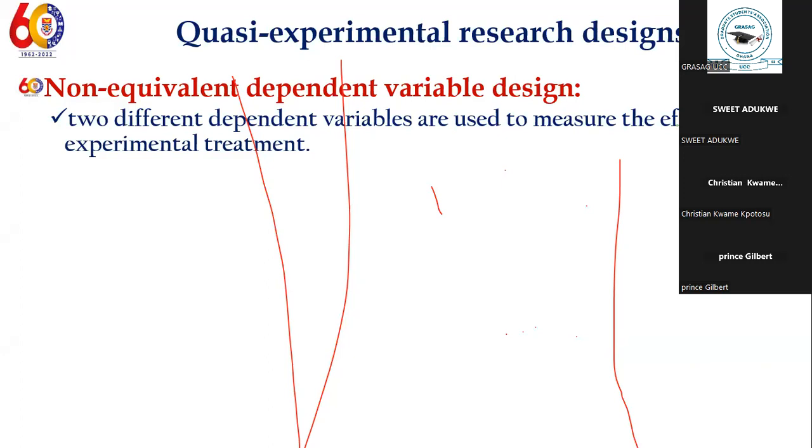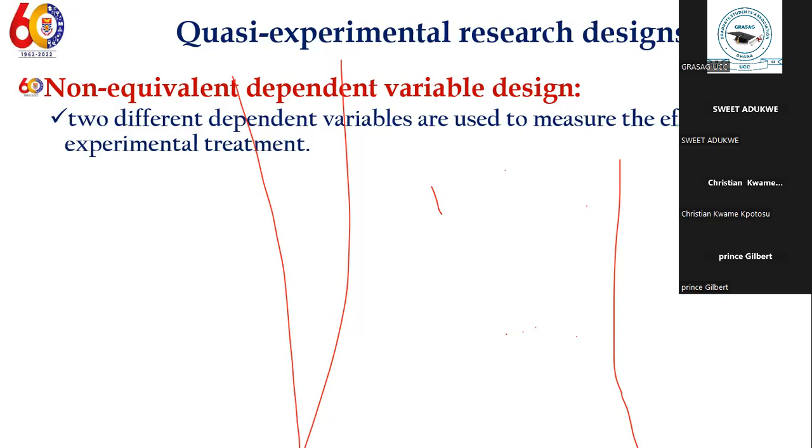So in this case, you see that your dependent variable is not one, or it's not the same. You have interest and then you have their achievement. Because these dependent variables are not the same, but it is the same experimental treatment that you are going to interject into your treatment group to get how it affects these two variables, you will see your variables are not equivalent. So you have the non-equivalent dependent variable design.